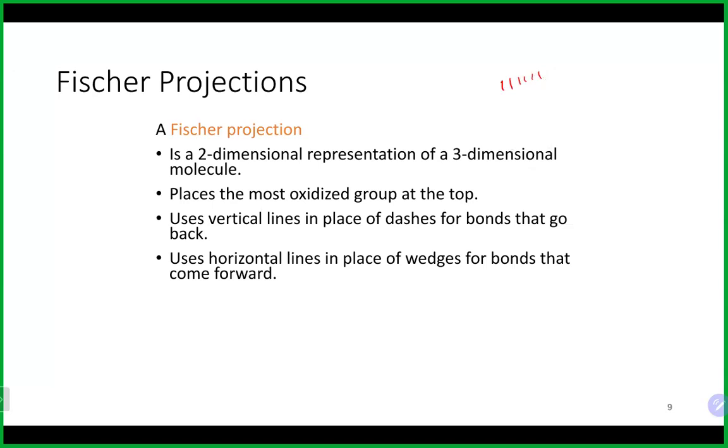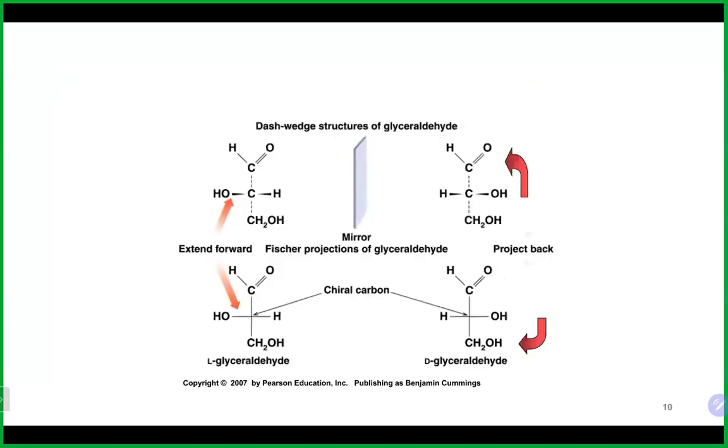They also use horizontal lines in place of wedges. A very common way some people draw things to demonstrate three-dimensional structure is with a wedge, which means that it comes out of the paper. So here they use vertical lines for those groups that go backwards, and again, horizontal lines to represent those groups coming forward out of the paper.